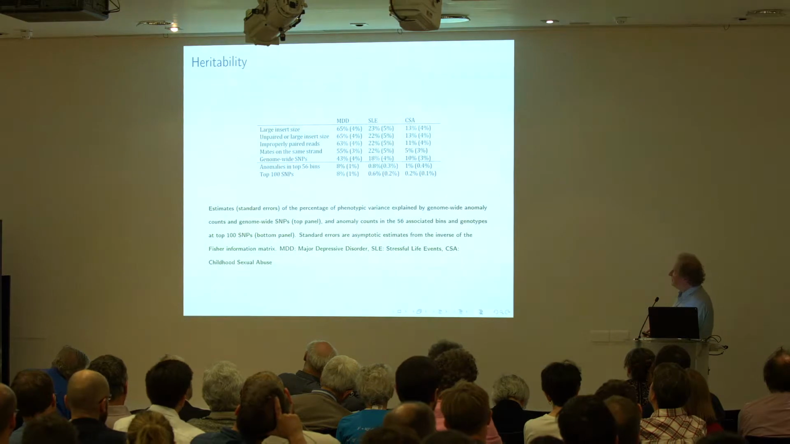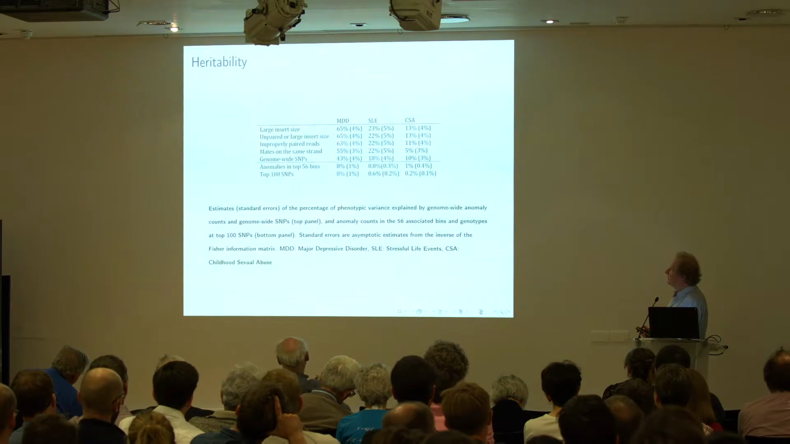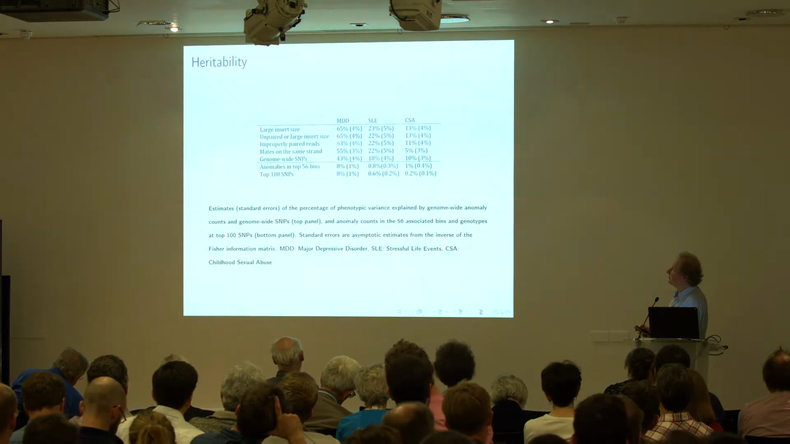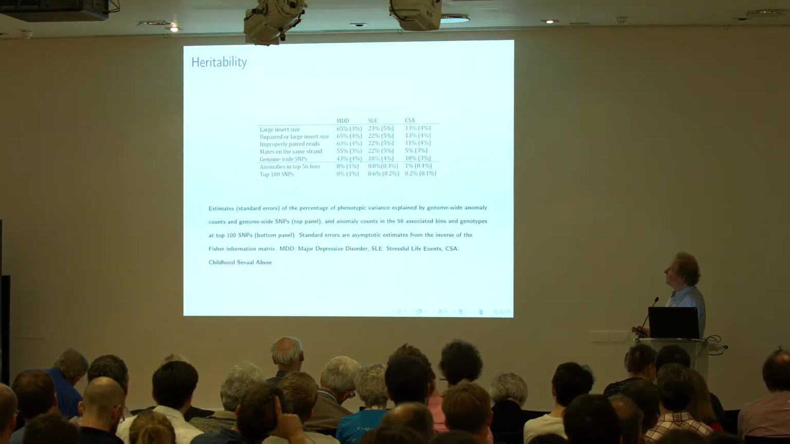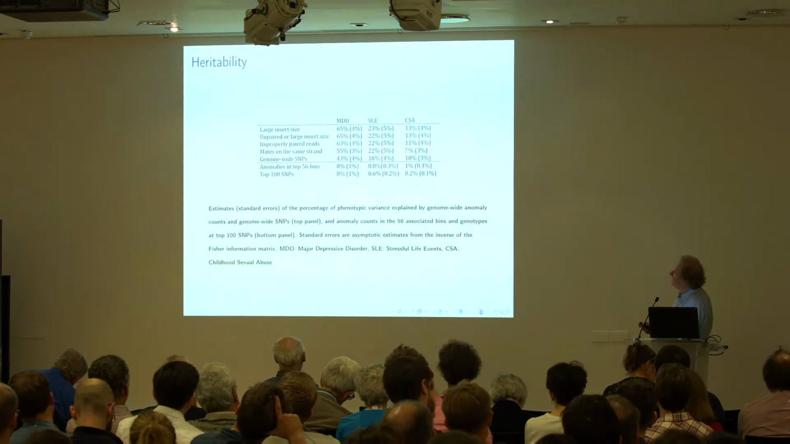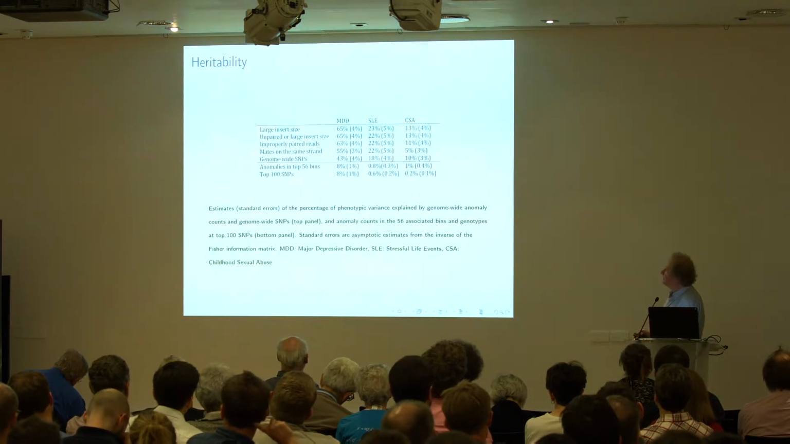We can estimate heritability-like measures, and for a variety of different read mapping anomalies, we can get heritabilities for depression which are rather larger than those that we see using SNPs. And again, if we look at stressful life events or a particular subset, which is childhood sexual abuse, we find that the heritabilities are low. So again, this indicates that this is not a simple artifact.